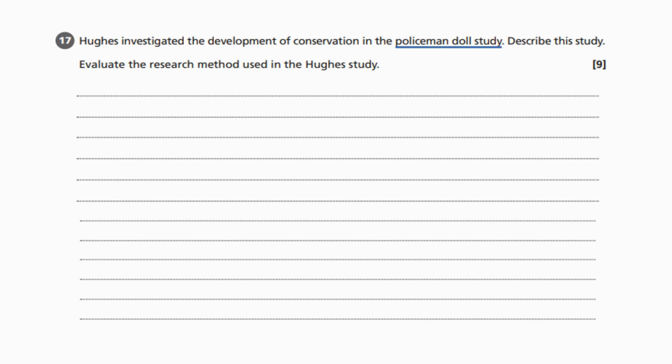Now I'm just going to underline that policeman doll study because the first part of this question is asking you to describe that study. So that would mean you would need to write the method, results and conclusion of that study.